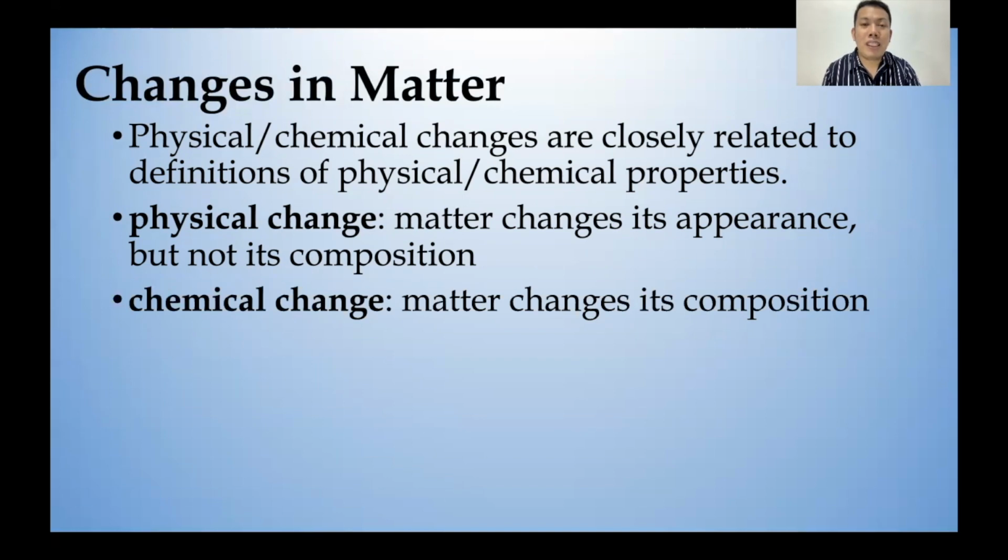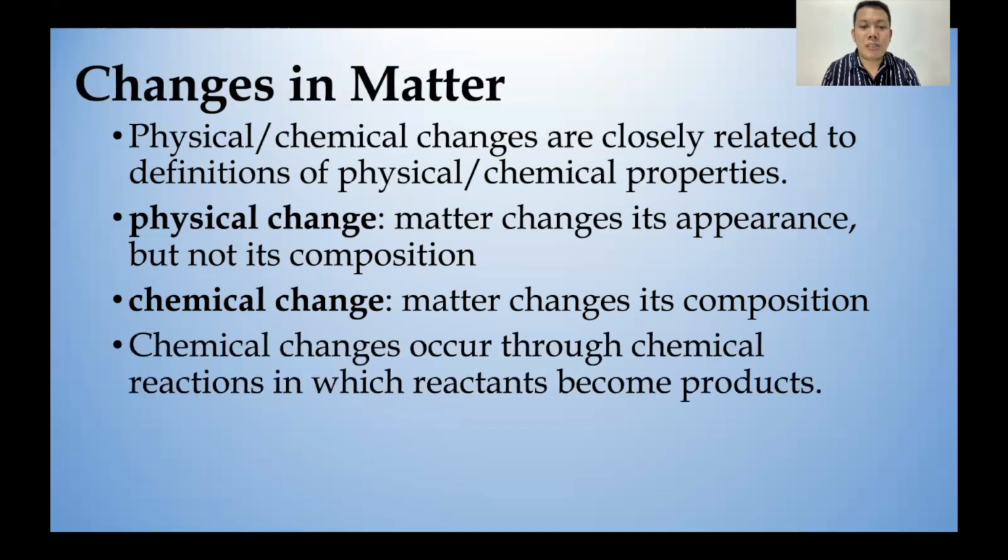Chemical change is a different story, because matter undergoing chemical change also changes its composition. After the change, if it is a chemical change, the original characteristics are no longer observable. It is gone already. There is a change in composition. It is a new product already. Chemical changes occur through chemical reactions. Chemical changes can be expressed by a chemical reaction. As long as there are chemical reactions, there are chemical changes.